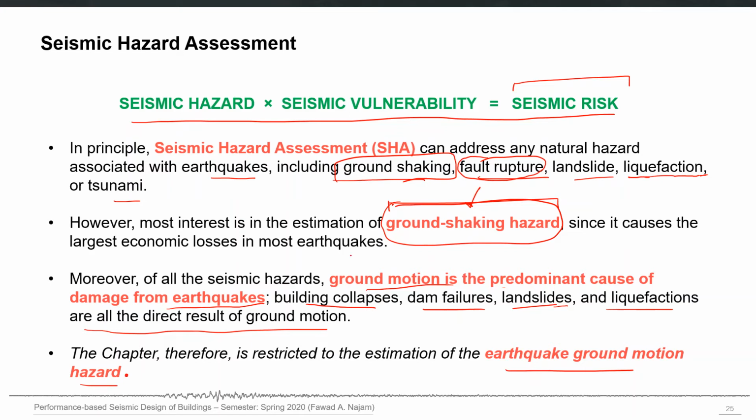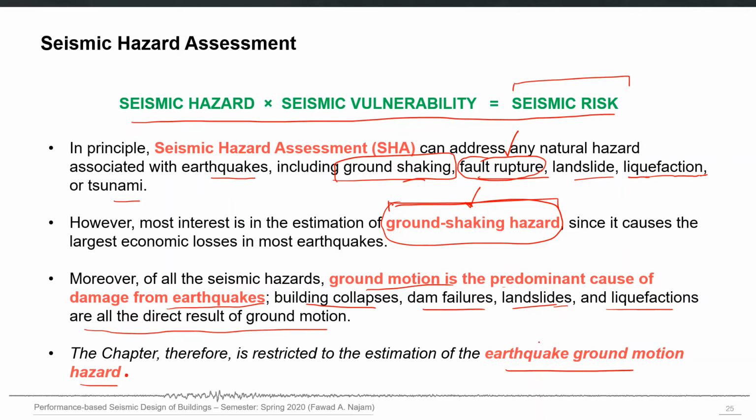Here I repeat again one important point, that there is no design against the fault rupture. If your structure is located on a fault line, you cannot make it strong enough to resist fault rupture. So the only remedy or solution for reducing or avoiding the surface rupture failure is to just not build on the fault lines. Avoid building any structure or any important facility on the fault line.